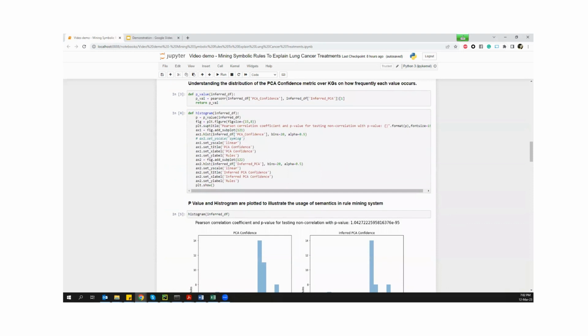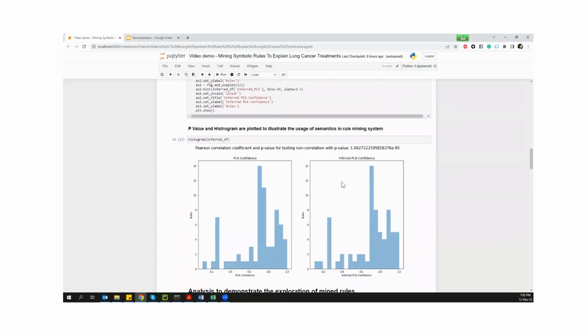The results of the null hypothesis test that was used to ensure statistical independence between the PCA confidence and inferred PCA confidence matrices are shown here. When semantics are included, the observed difference in the frequency distribution of the matrix reveals the possibility of knowledge graphs being completed with true predictions.